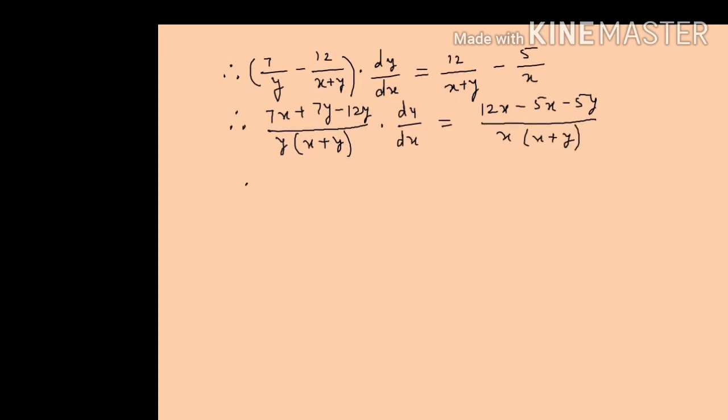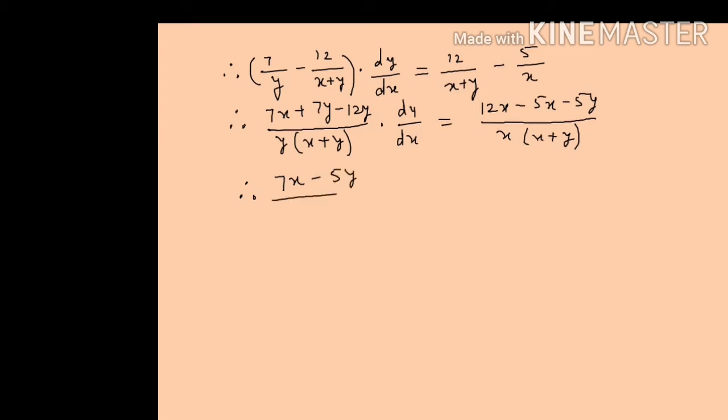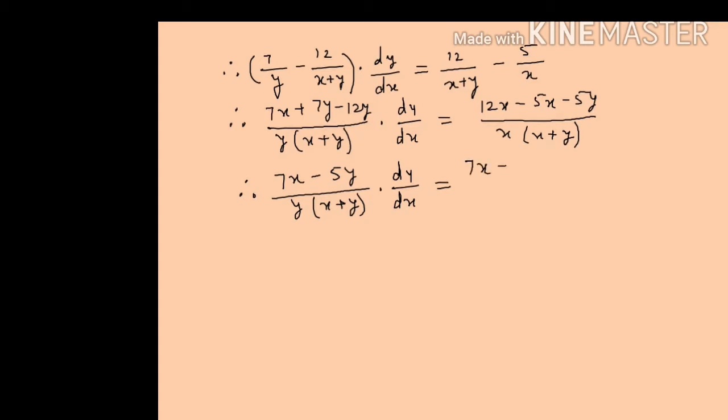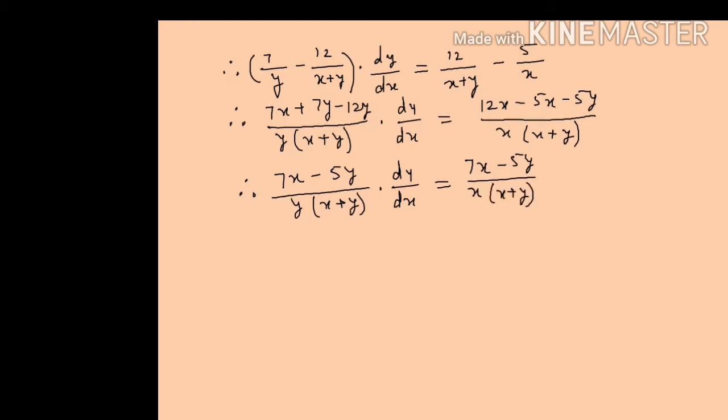So you will get therefore 7x. Now 7y minus 12y will be minus 5y upon y into x plus y into dy by dx is equal to, now this side also 12x minus 5x will be 7x minus 5y upon x into x plus y.